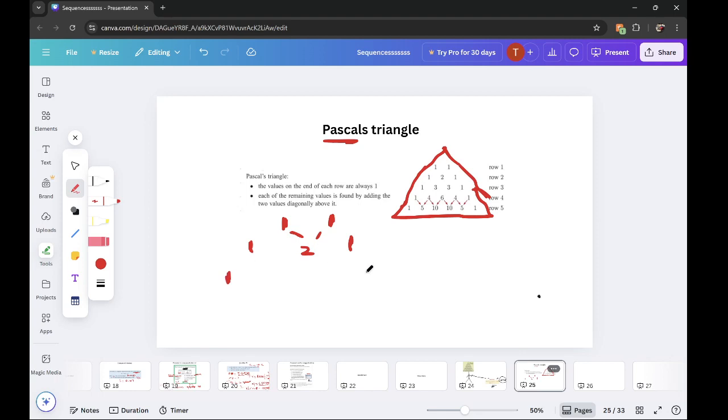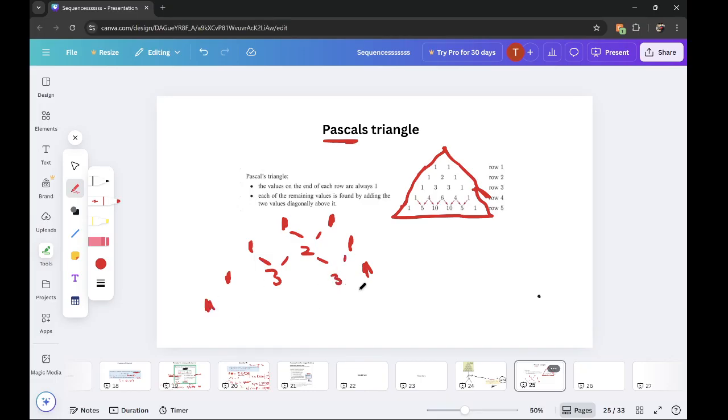Now I want to add another row. Again, this part is filled out, this part isn't filled out over here. So to fill this out, we add these two values again. So 1 plus 2 is 3. These add up to get this. And 1 plus 2 over here is again 3.